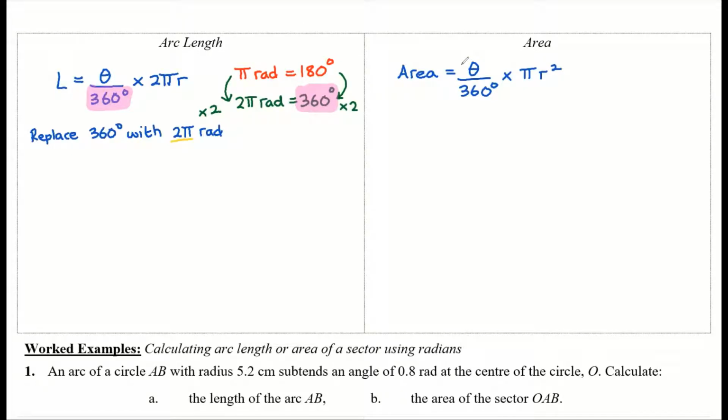So in the formula, we're going to have L is equal to theta divided by, I was doing it in a different color so we can see it, theta divided by 2 pi.